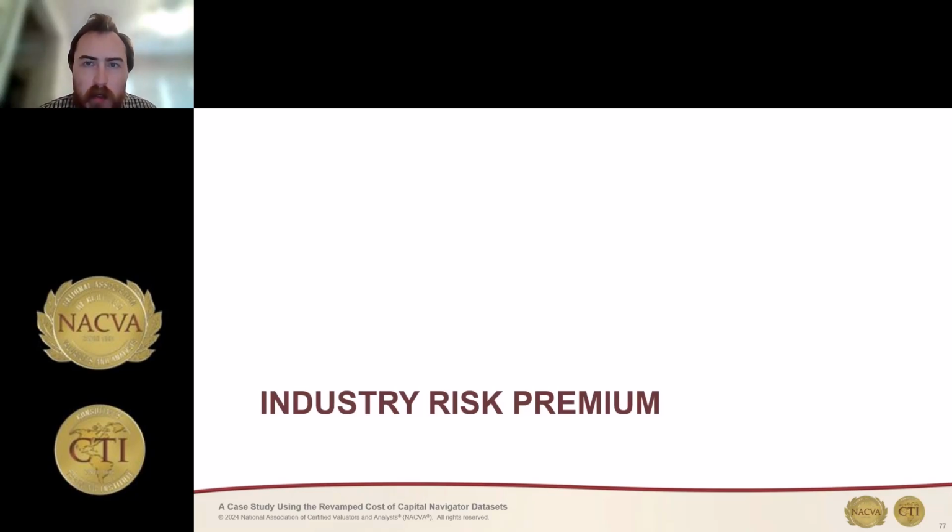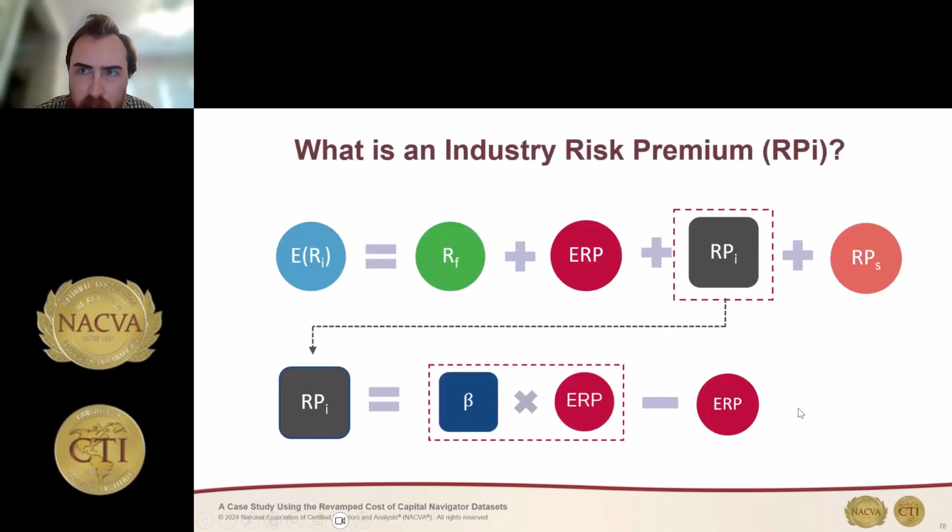Now, this is something we get questions about often. Where do I find industry risk premium? What is an industry risk premium? So really simply, it's just an up or down adjustment using the beta and the ERP as inputs. So if we're looking at a simple buildup, which is what we see above, we have our risk-free rate plus our ERP plus the industry risk premium plus the size premium. And then below, we can see just how that industry risk premium is calculated. It's the beta times the ERP minus the ERP.